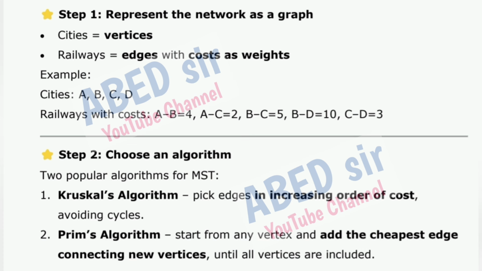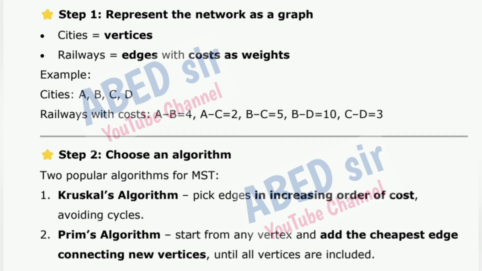Step 1. Represent the network as a graph. Cities are vertices. Railways are edges with costs as weights. Example: cities A, B, C, D. Railways with costs: A, B is equal to 4, A, C is equal to 2, B, C is equal to 5, B, D is equal to 10, C, D is equal to 3.